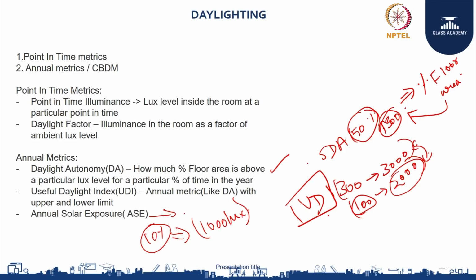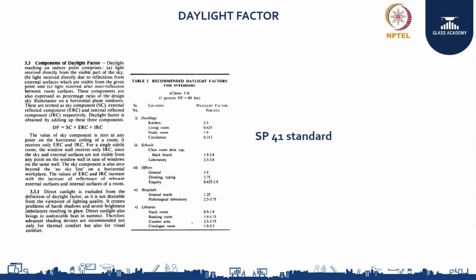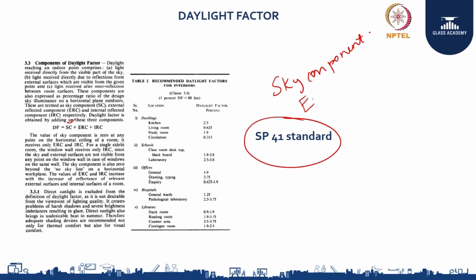Let us see some detailed analysis. So first is the daylight factor. There is this standard called SP41, which gives you a detailed calculation of daylight factor. In daylight factor there are critically three components. One is your sky component. Next is your external reflected component. Another one is your internal reflection component.